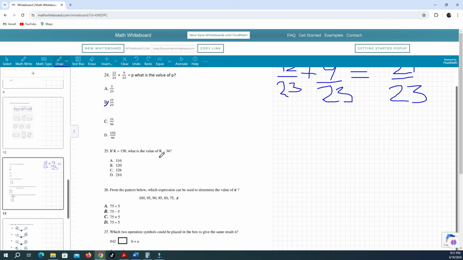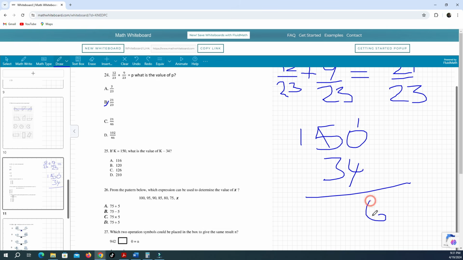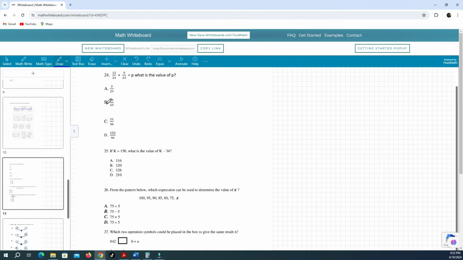If K is 150, what is the value of K minus 34? So K is 150. So if K minus 34, what will that be? So 4 from 0, you can't, so you're going to borrow 1, put over here. 4 from 10, leave 6, and this remains 4 over here. Is 3 from 4, 1, and this 1 here, 116 for the answer. So let's clear this, and it would be B and 116 here.